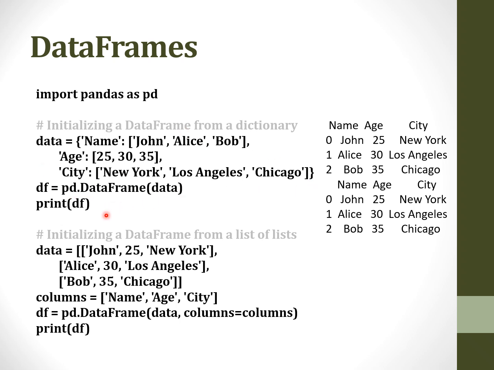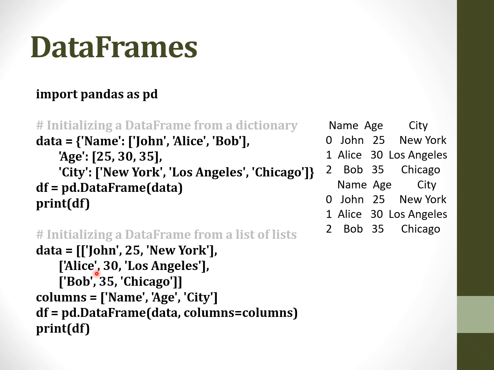If we print this data frame, it will be printed like this. You will have name, next age, next city. Name is John, Alice, Bob, so that is placed. Next is 25, 30, 35, which is kept here. And New York, Los Angeles, Chicago are all placed here. So this is the data frame that is created by means of these commands.